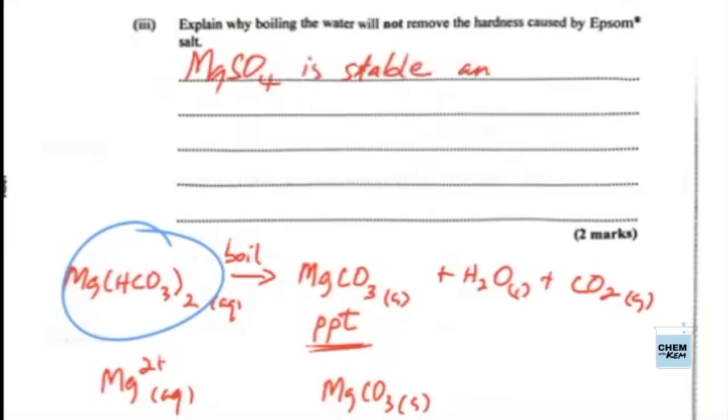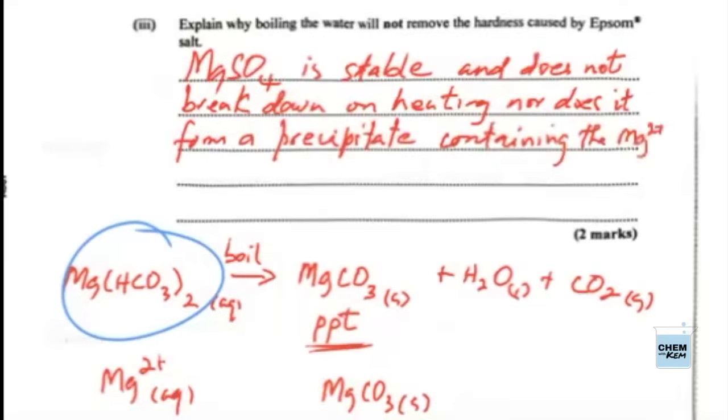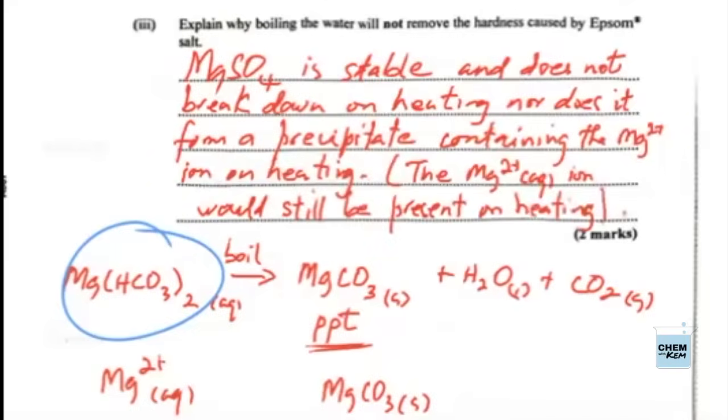is stable and does not break down on heating, nor does it form a precipitate containing the Mg2+ ions on heating. A little redundant, but we get it. We got it nonetheless. So the Mg2+ aqueous ions would still be present on heating, so the water remains hard.